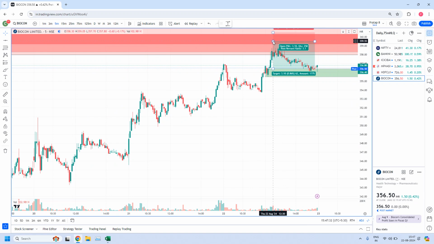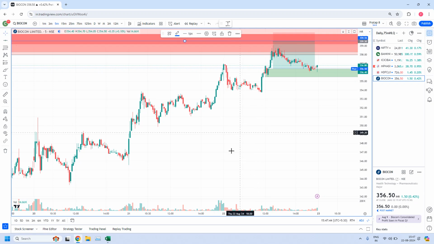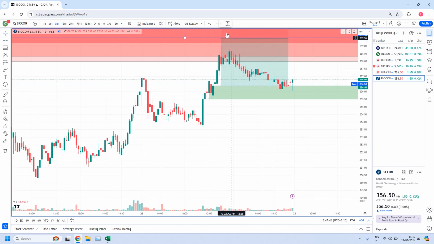Let me show you. If you want to achieve 1:3 RR, you would have taken a trade here. Let me draw a horizontal line to get the clarity. So at this blue color line, you would have taken a trade if you want to get 1:3 RR. But today prices didn't reach up to this blue color line area.